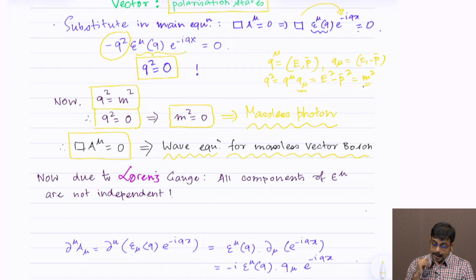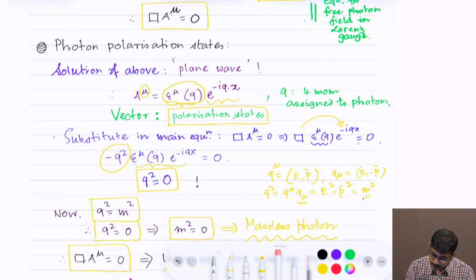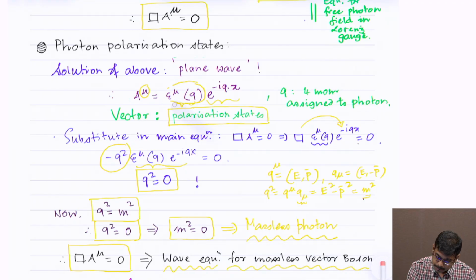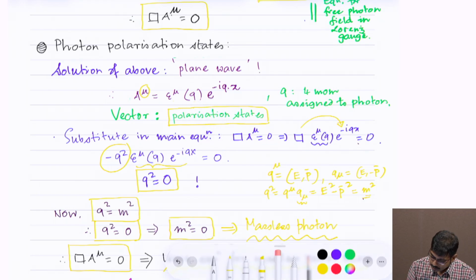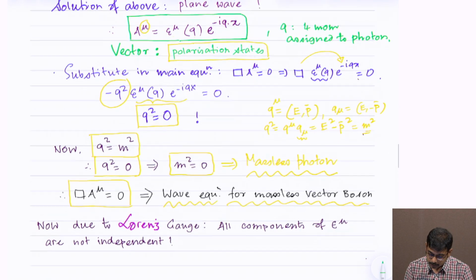Now, there is another interesting point to this choice of the Lorentz gauge, which basically says that not all the components are independent. So, we wrote this interesting equation: we can write A mu in terms of epsilon mu q with e to the power minus i q x. This is the relation we have come up with, and we said that this epsilon mu q is going to describe the polarization associated with the photon. So this is what we have to resort to.